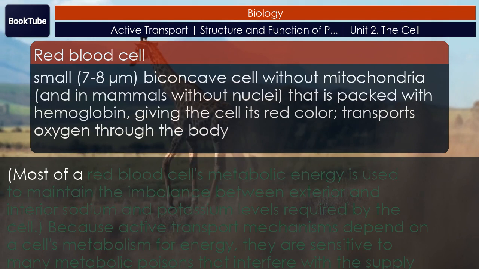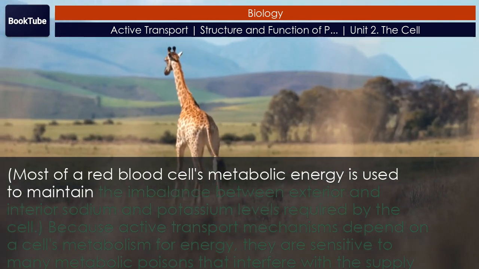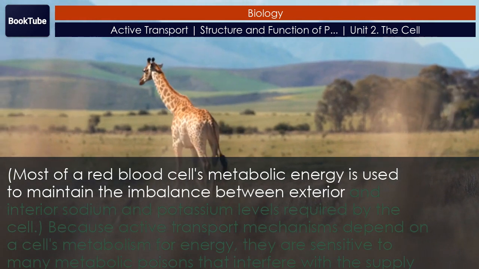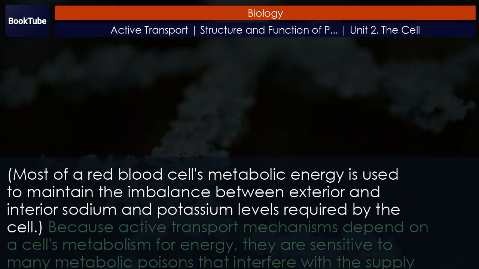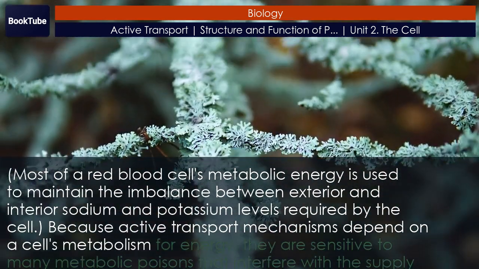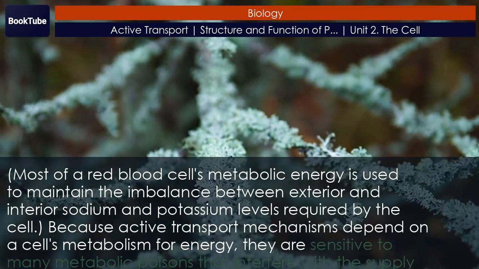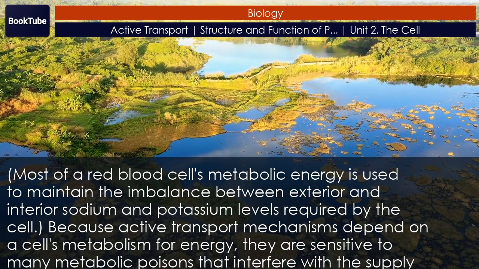Most of a red blood cell's metabolic energy is used to maintain the imbalance between exterior and interior sodium and potassium levels required by the cell. Because active transport mechanisms depend on a cell's metabolism for energy, they are sensitive to many metabolic poisons that interfere with the supply of ATP.